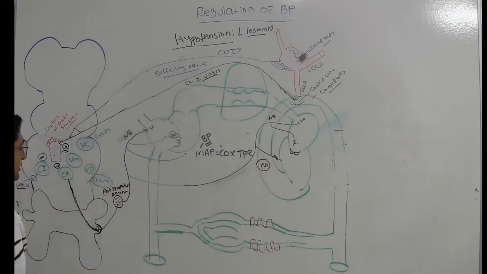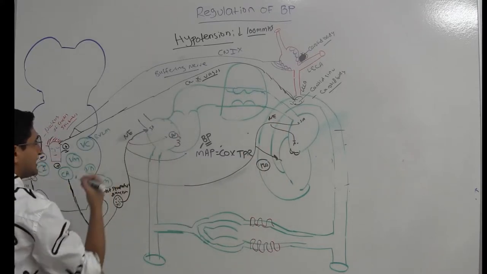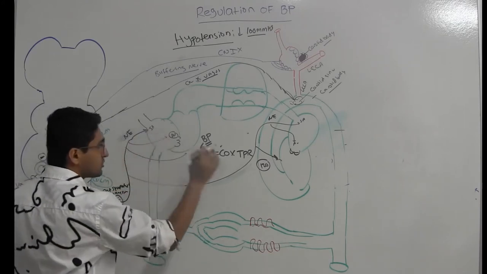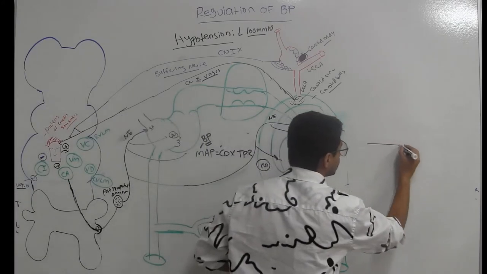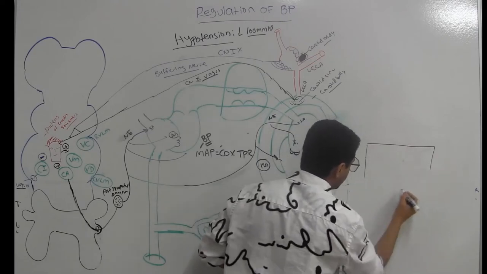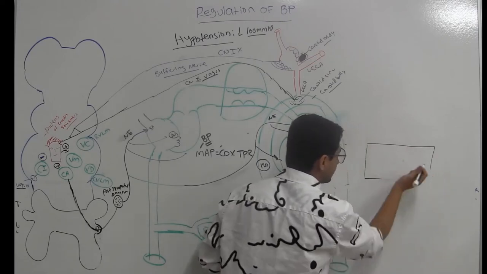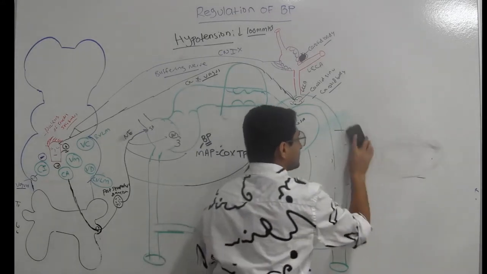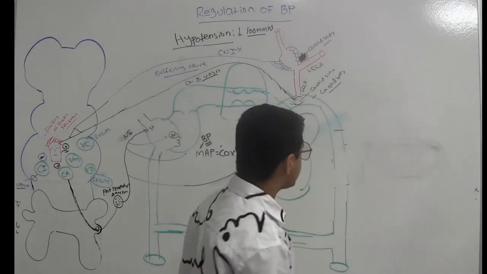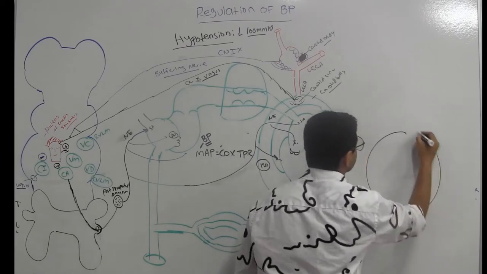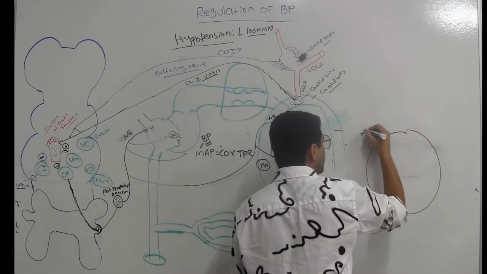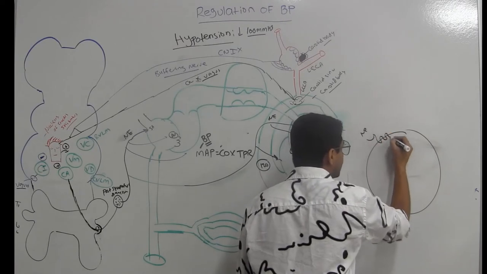Guys, when they're releasing norepinephrine at the sinoatrial (SA) nodal cells, what is happening? Let's draw these SA nodal cells right here. When you release norepinephrine, the ligand, it binds to a seven-transmembrane receptor pathway.